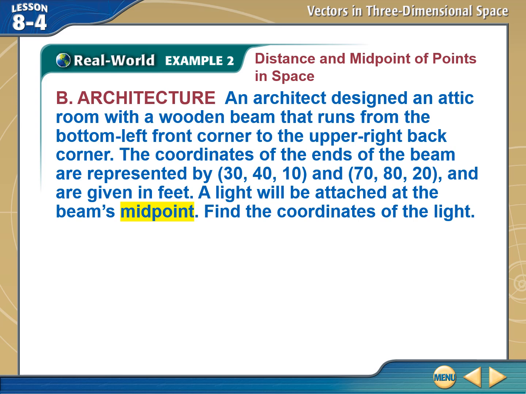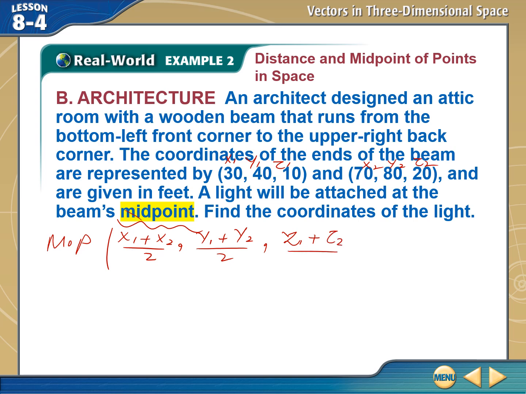Second is that find out the midpoint. Okay, find the coordinates of the midpoint. So again the same thing, x1, y1 and z1 are given, x2, y2, z2 are given to you. You only have to write the formula of the midpoint, which is x1 plus x2 divided by 2. Then y1 plus y2 divided by 2. And z1 plus z2 divided by 2. Now put all these coordinates in the formula.